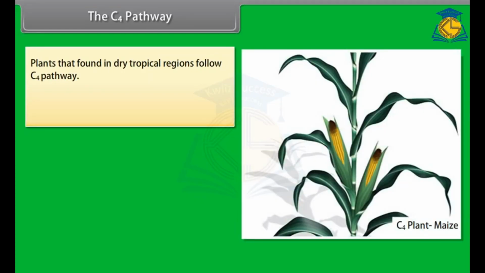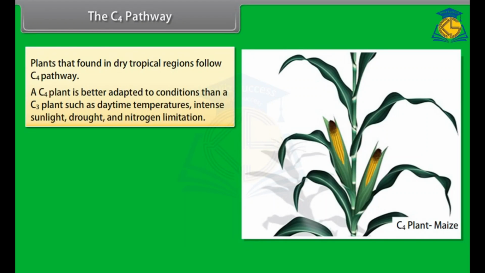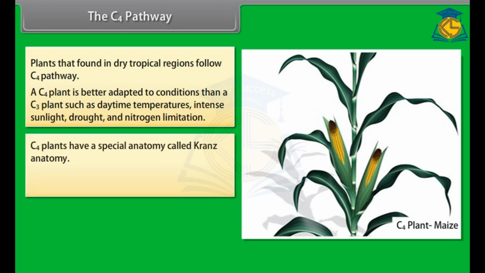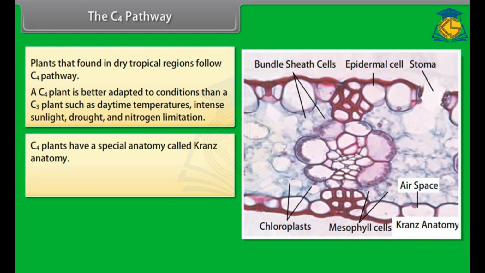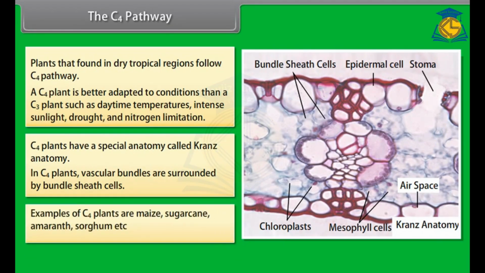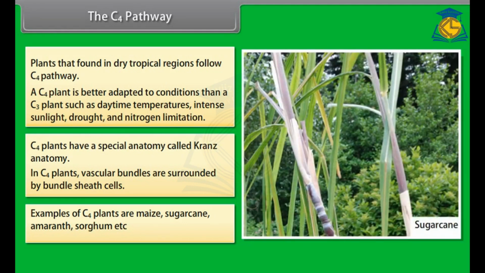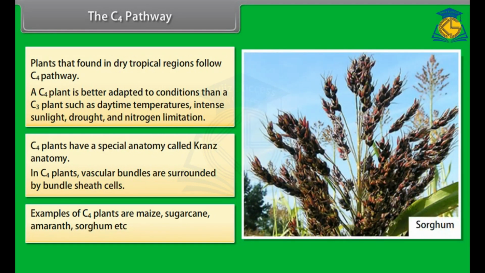The C4 pathway. Plants that are found in dry tropical regions follow the C4 pathway. A C4 plant is better adapted to conditions such as high daytime temperatures, intense sunlight, drought, and nitrogen limitation than a C3 plant. C4 plants have a special anatomy called Kranz anatomy. In C4 plants, vascular bundles are surrounded by bundle sheath cells. Examples of C4 plants are maize, sugarcane, amaranth, sorghum, etc.